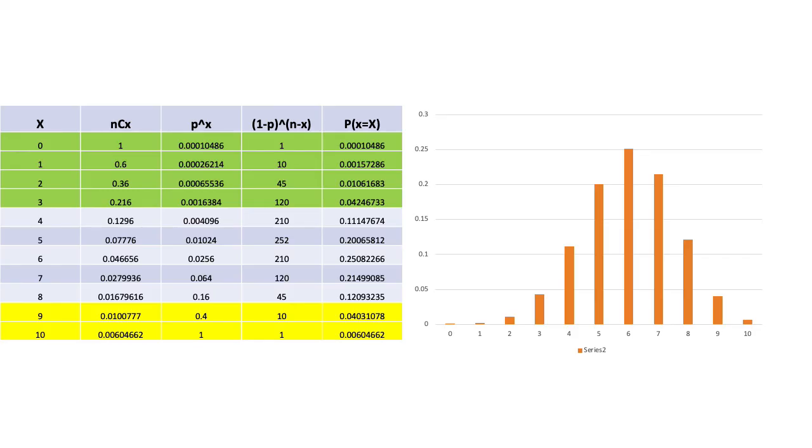This here is just a summary of our findings. Basically, the highlighted in green is the probability that x is at most 3. So we have the probability x is 0, 1, 2, and 3, and we have each of these probabilities. And in yellow, you'll have the probability that x is greater than 8, which is 9 and 10, as well.